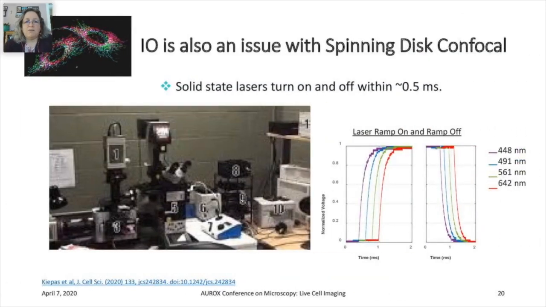So we also wanted to see if this was a general issue. We had first looked at wide field microscopy, but we also have a spinning disc confocal. So we also use the oscilloscope measurement on that system. And this system uses solid state lasers. So again, they're a source that can be turned on and off electronically. And here you can see these are just offsets so you can see them, but basically the on time and the off time is very fast at about half a millisecond.